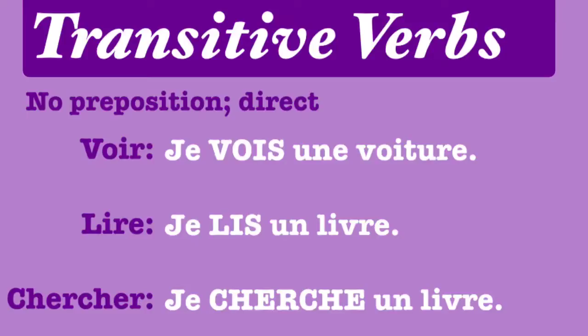And finally, we have the verb chercher, which in English means to look for. So in English, this verb actually does require a preposition, F-O-R, for. But in French, we don't use a preposition. For example, if I want to say I'm looking for a book, in French, I'm not going to say je cherche pour un livre. I just say je cherche un livre. There's no preposition involved. So chercher in French is transitive.